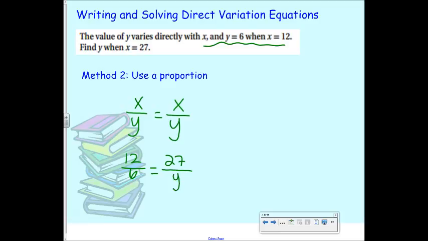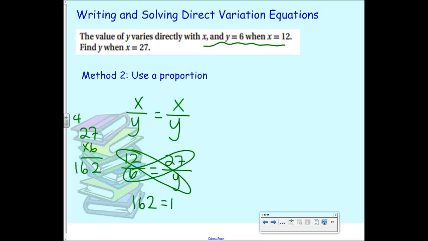So if I'm cross multiplying, what do I do here? 6 times 27 and 12 times y. So I'm going to do 27 times 6. What's 6 times 7? What's 2 times 6? Plus 4. So that's 162 equals 12y. How do I finish it? Divide by 12.